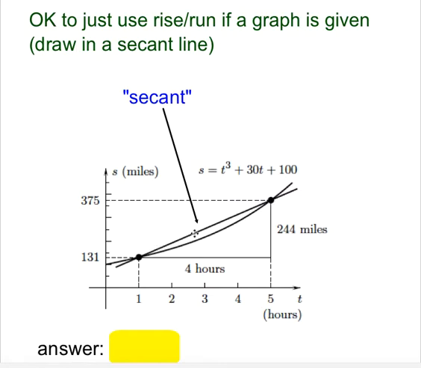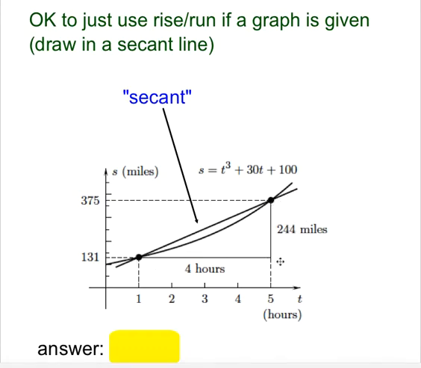And that line that we draw in is called a secant line. You may hear that next year. But that secant line, what we're trying to do is find the slope of that secant line, and that tells us the average rate of change. Right, so the difference in y's from this point to this point is 244 miles.